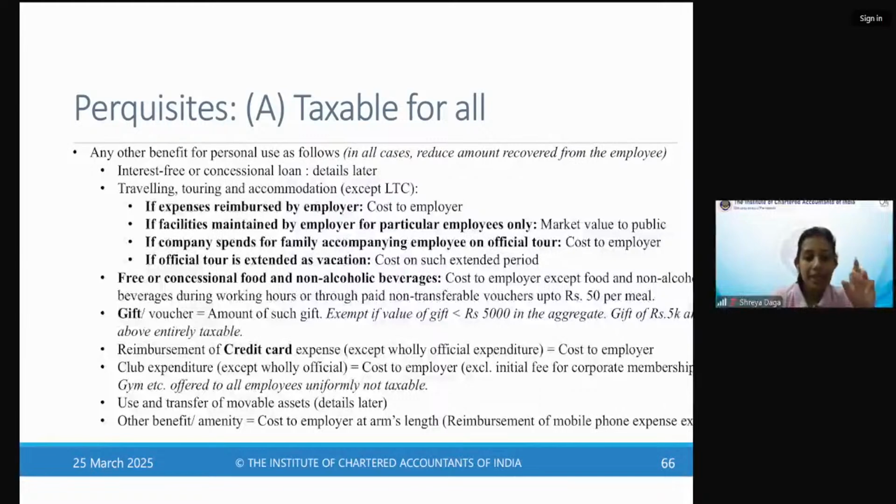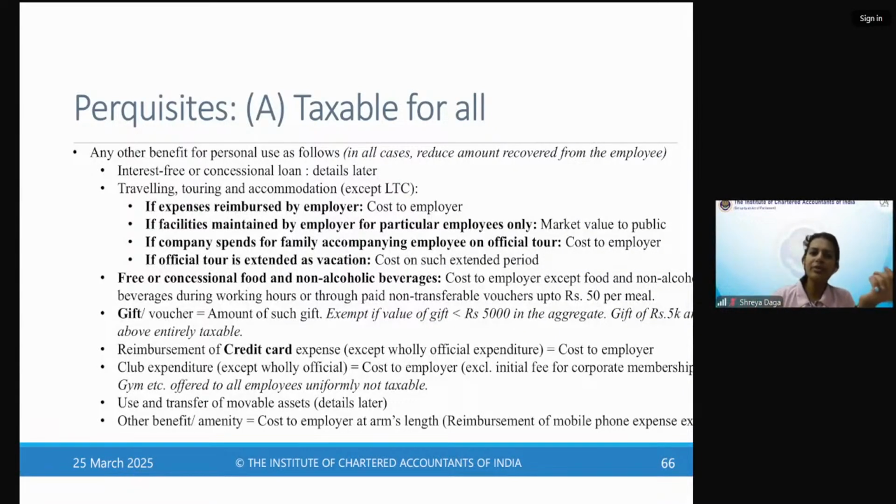Okay. Next, what if travel, tour or accommodation facility is maintained by the employer? I suppose I run a hotel also, and you have taken a holiday, you went on a holiday, you stayed in the hotel which I maintain, the employer's hotel. So you stayed in a property which the employer maintains. Then for specific employees only, the taxable value is the market value at which I would have given it to the public. So if I maintain a hotel and if I give to any layman, I would have charged 10,000 rupees per room night. And I have given this benefit to specific employees that you can go and stay in my property. Then what should be the perquisite value?